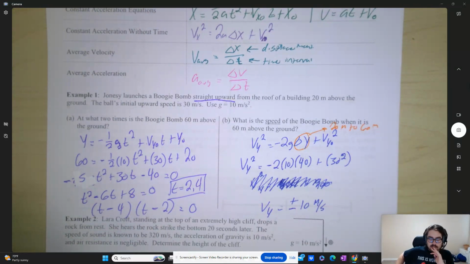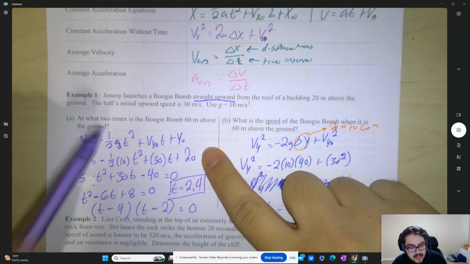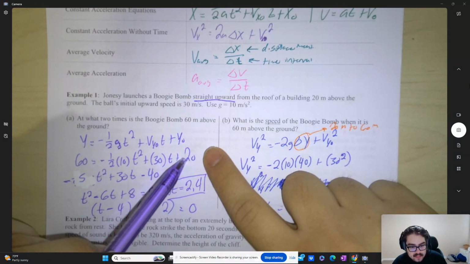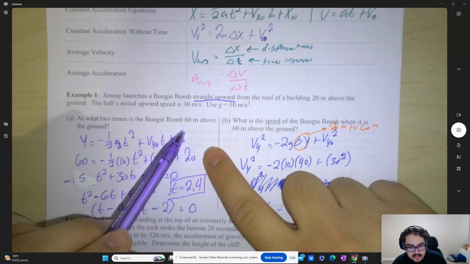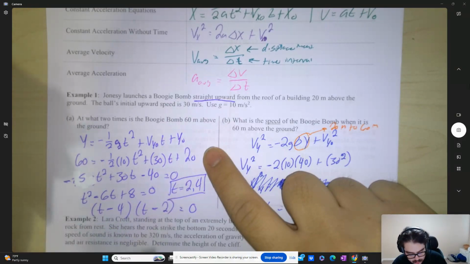So notice if you throw something straight upward, it's going to hit each height value, each y value, twice, right? It hits it once on the way up and then once on the way down. So when it asks us at what 2 times is the boogie bomb 60 meters above the ground, that means that when he throws it up, it's going to hit 60 meters at some point, and then it's going to hit its top, and then it's going to go down. And as it goes down, it'll hit 60 meters again.